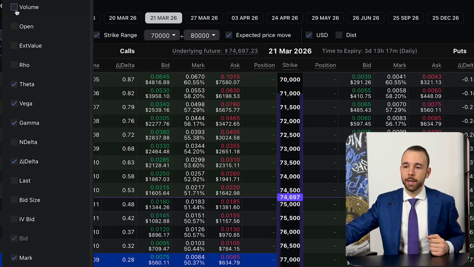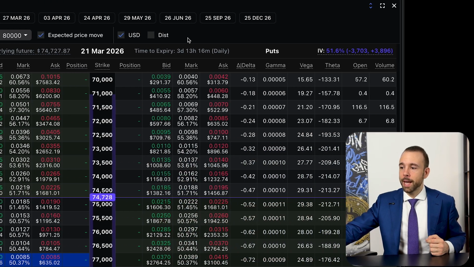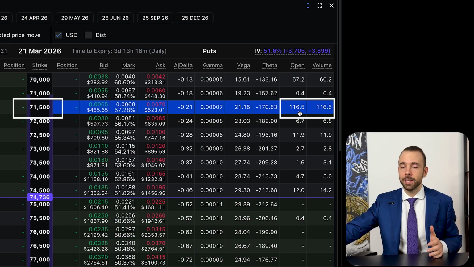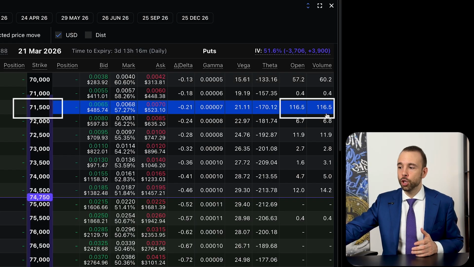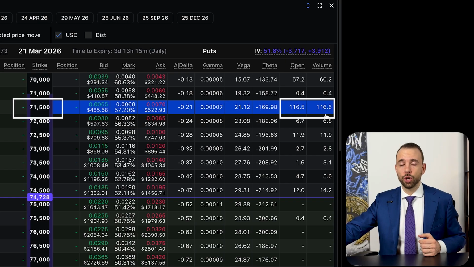Also, we can check the volume and open interest. For example, if we take a look at the put options and the strike price of $71,500, we can see that the open interest is equal to 116 Bitcoin. And the trading volume today was exactly the same, which is equal to 116 Bitcoin. And the reason for that, this expiration started to trade today.